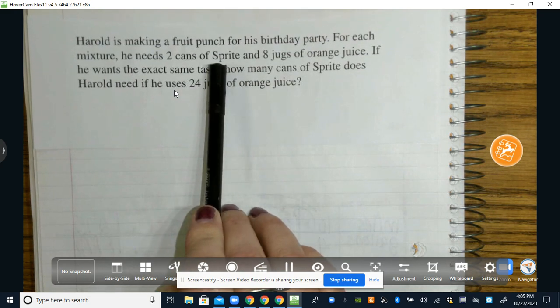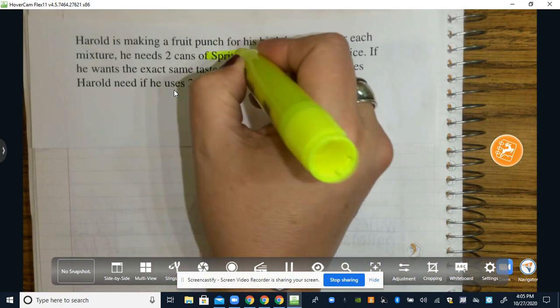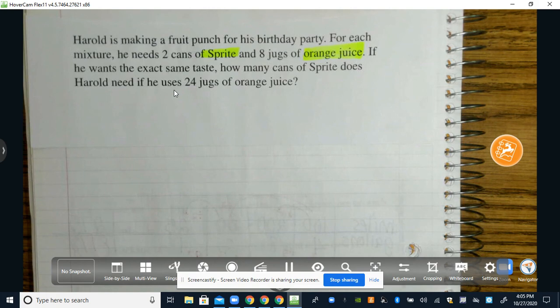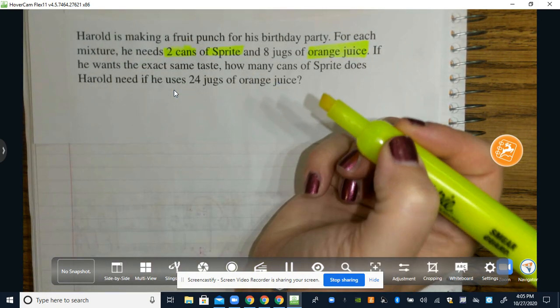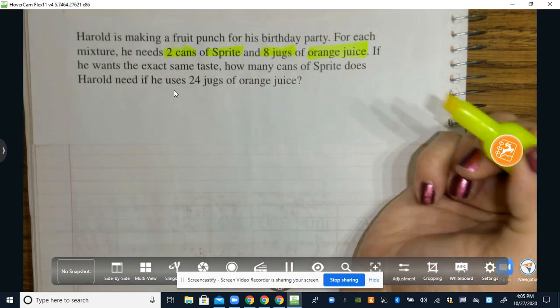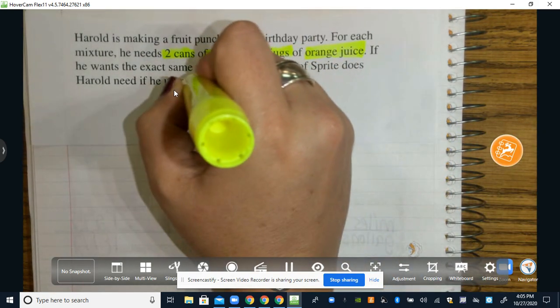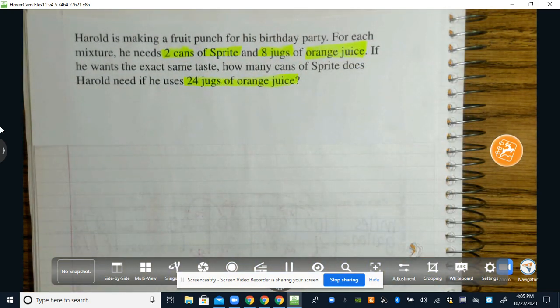Well, I'm looking at Sprite and orange juice. I'm going to highlight that. So I know I'm comparing Sprite and orange juice here. Okay. I have some more information. I have 2 cans of Sprite for every 8 jugs of orange juice. But I have a total of 24 jugs. So I need to know how much Sprite I need so it tastes the same.